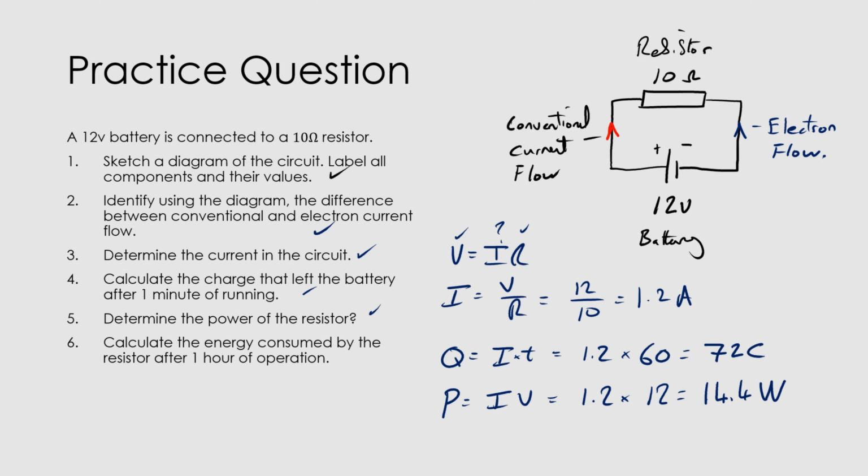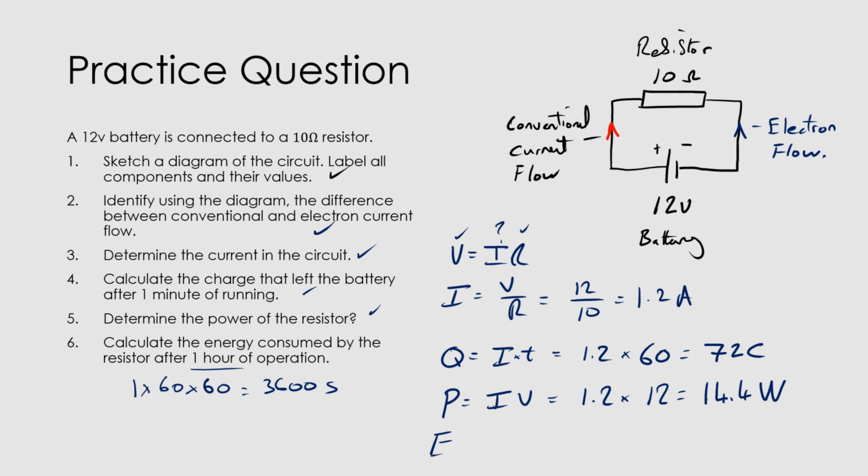In question 6 here, calculate the energy consumed by the resistor after 1 hour of operation. So straight away it's asking us for 1 hour of operation. Well, we need to convert that into seconds. So our time in seconds, well, 1 hour has 60 minutes in it, and each minute has 60 seconds in it. So that's going to be 1 for the number of hours times 60 times 60, which is equal to 3,600 seconds in our hour.